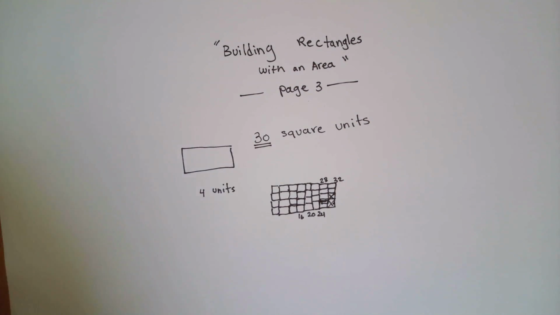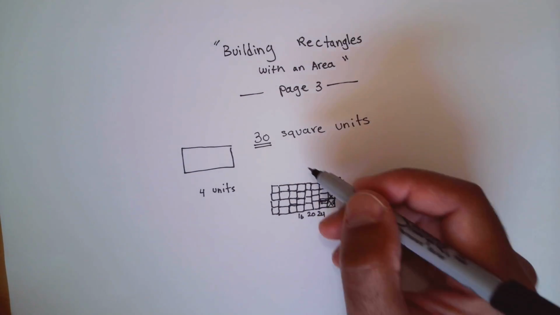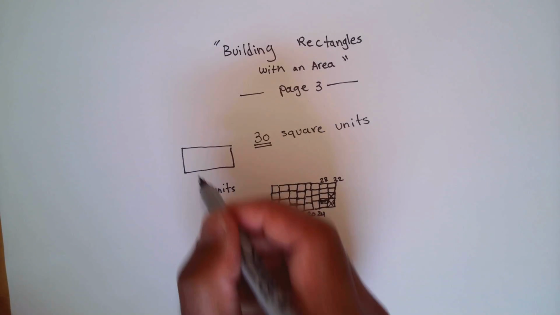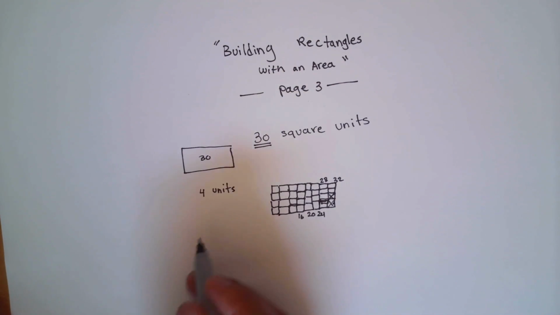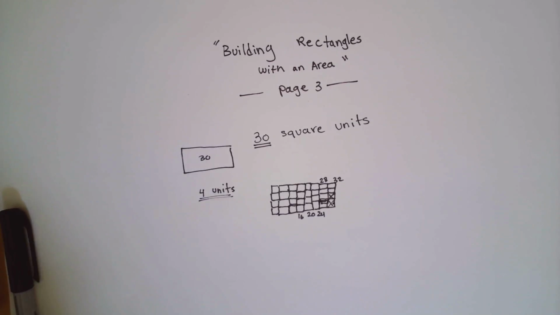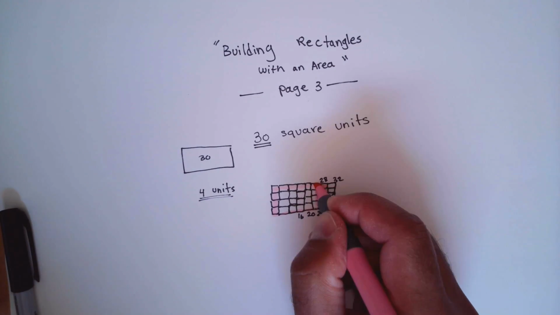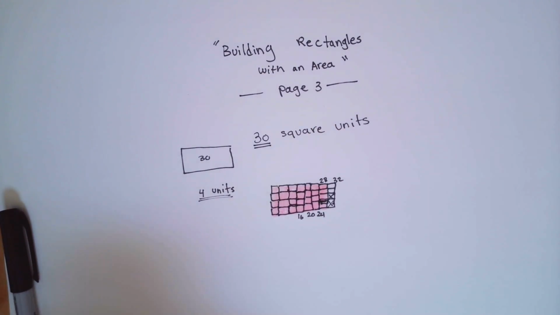So can we build a rectangle with an area of 30? Can we build a rectangle that has an area of 30 with 4 units? And the answer is no. The maximum we can go to make a rectangle is 28. If we add 4 more than 28, we will get 32. So no, Tyler cannot make a rectangle with an area of 30 if he's using 4 units, okay?